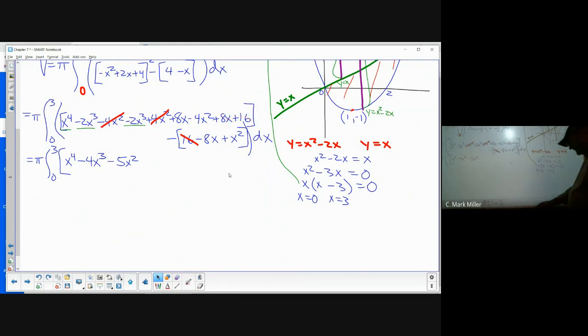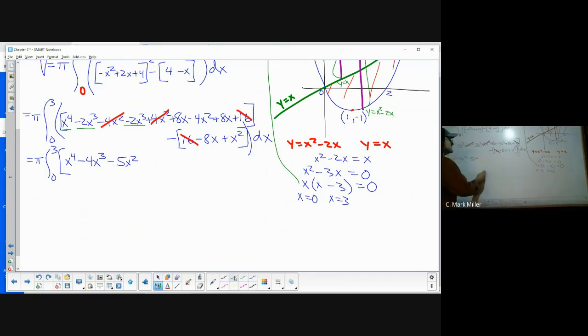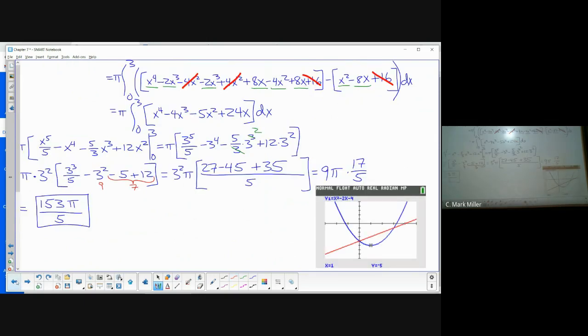All right. Yes, thank you. So I have again a 24x, and no constants. So I've dealt with that one, and that one. I did that one. I did that one. This is a big coincidence. Does that look familiar? That is the exact same integral as that. So believe it or not, this comes out to 153 pi over 5.